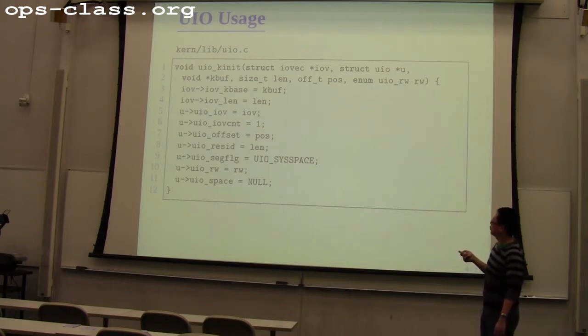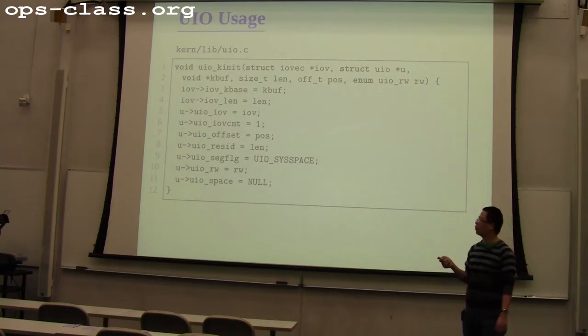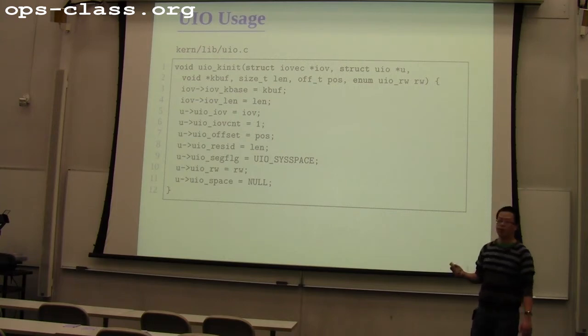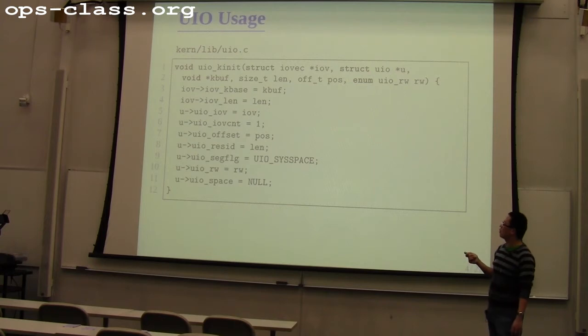offset is position. This resid means how many bytes are left of the UIO. So initially, before we perform the UIO, this should be the length of the buffer, meaning that we have not written or read any bytes. So the remaining bytes is the length of the buffer.